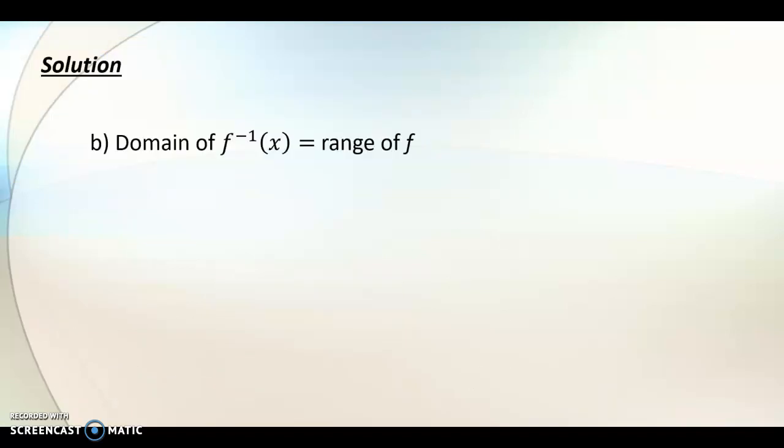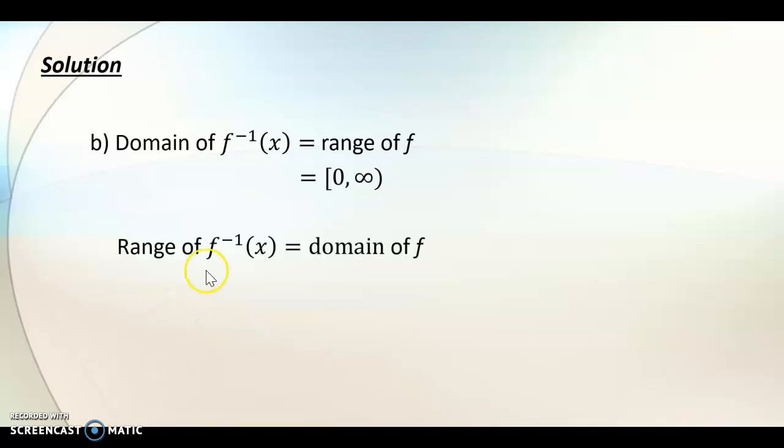Next, we are going to find the domain and range. As I mentioned before, the domain of the inverse function will be the range of the original function. And how do we find the range of the inverse function? The range of the inverse function is basically the domain of the original function. And we get negative 5 over 4 to infinity. How do we get this?